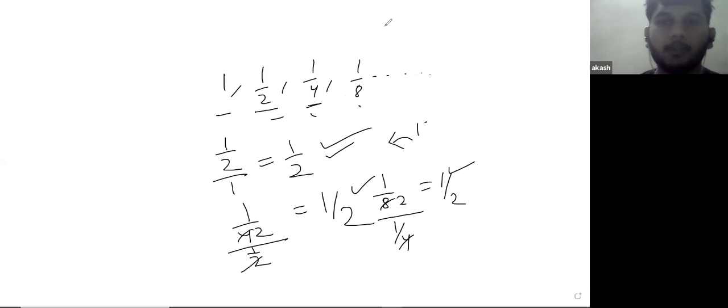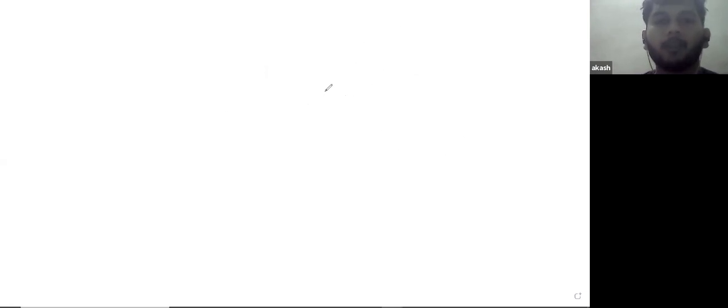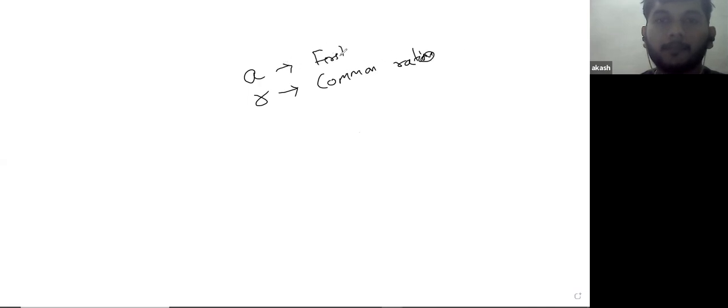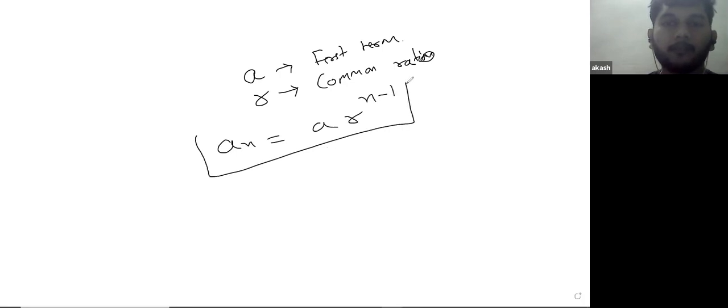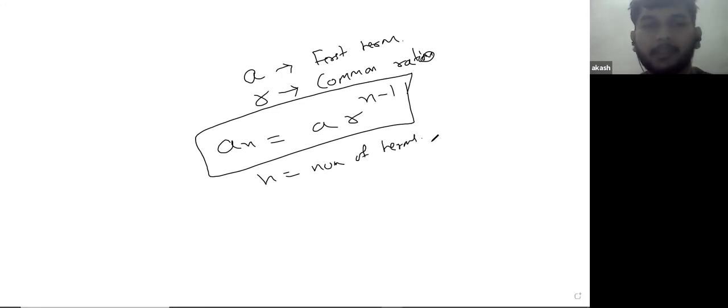Okay. So the first term is called A. All right. And the ratio we just calculated is called R. This is the common ratio. This is the first term. All right. An equals A R raised to the power n minus 1. N is the number of terms. Please write this formula down.